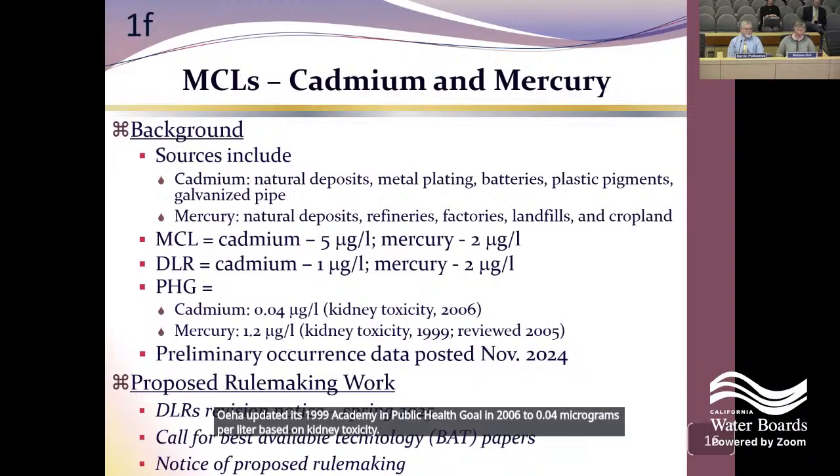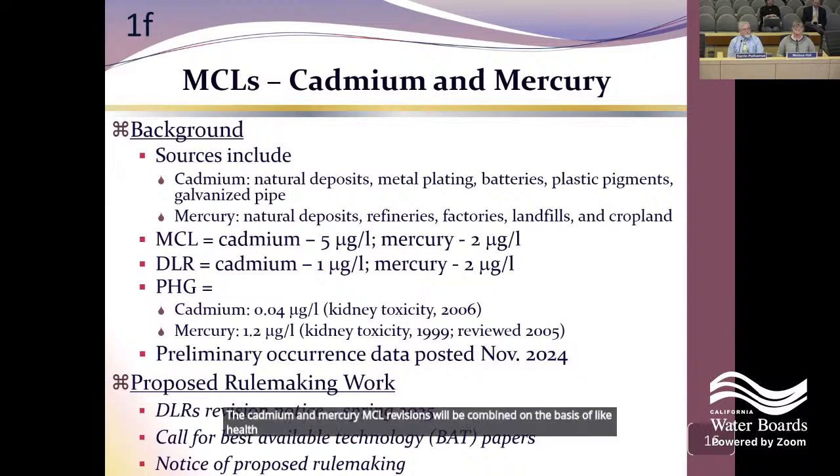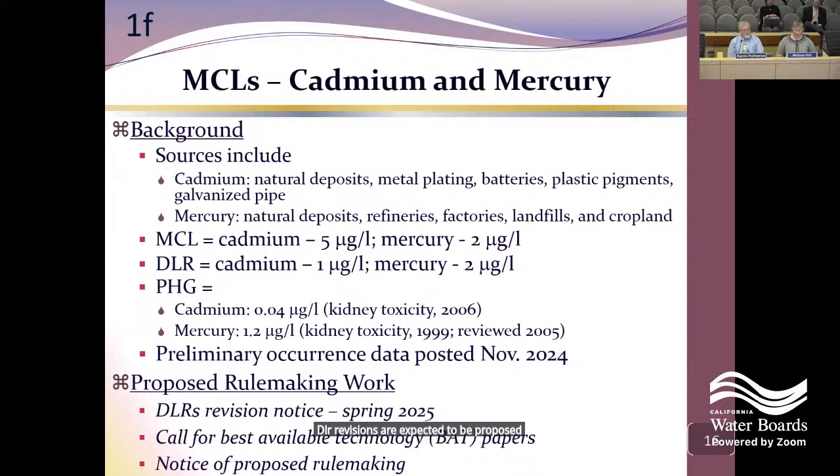Mercury is another naturally occurring element found in soil and mineral deposits, refinery and factory discharges, and landfill and cropland runoff. Mercury currently has an MCL of 2 micrograms per liter and a DLR of 1 microgram per liter. The current 2005 mercury public health goal is 1.2 micrograms per liter based on kidney toxicity. The cadmium and mercury MCL revisions will be combined on the basis of like health effects and similar treatment processes. DLR revisions are expected to be proposed with other metals later this year in advance of the MCLs.